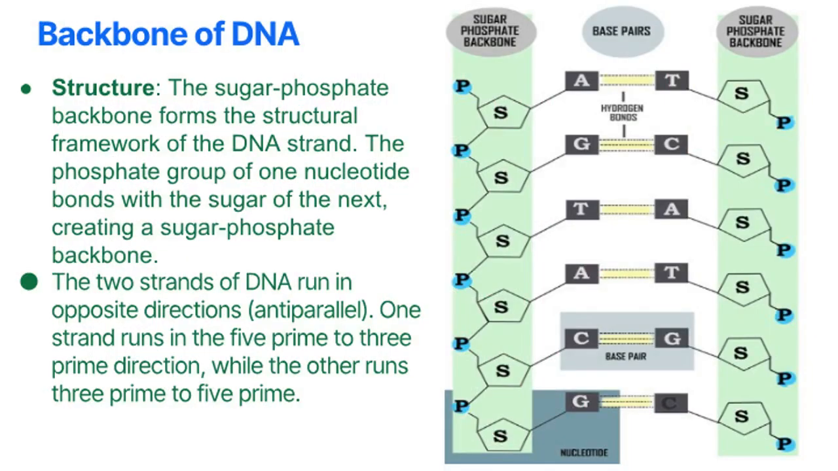The sugar-phosphate backbone forms the structural framework of the DNA strand. The phosphate group of one nucleotide bonds with the sugar of the next, creating a continuous sugar-phosphate backbone.